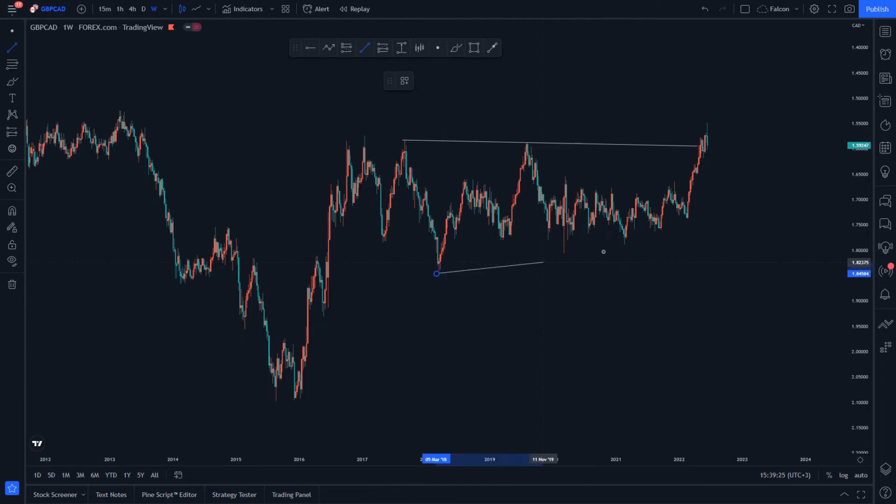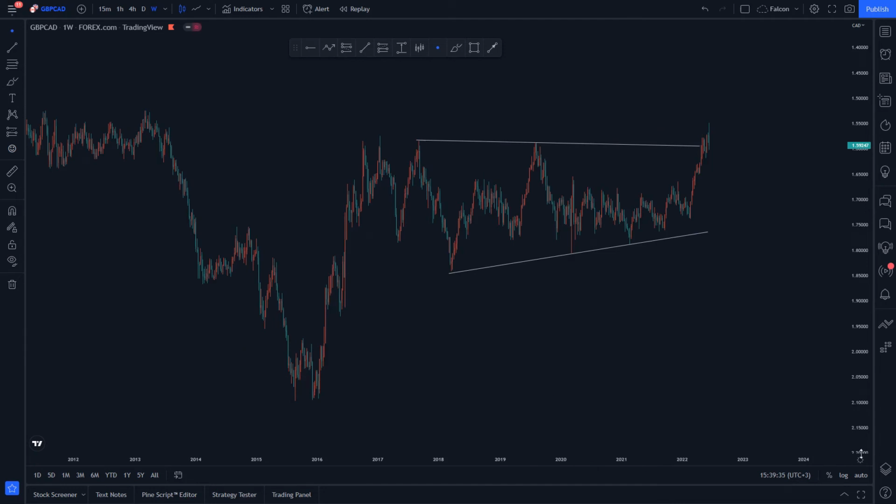So with this correction, we can come up with a pattern, which I'm seeing to be this one. This one is a clear pattern, and the good thing about this pattern is it's on a weekly chart, so you can reap massive profits in this pair. So we have this pattern over here.